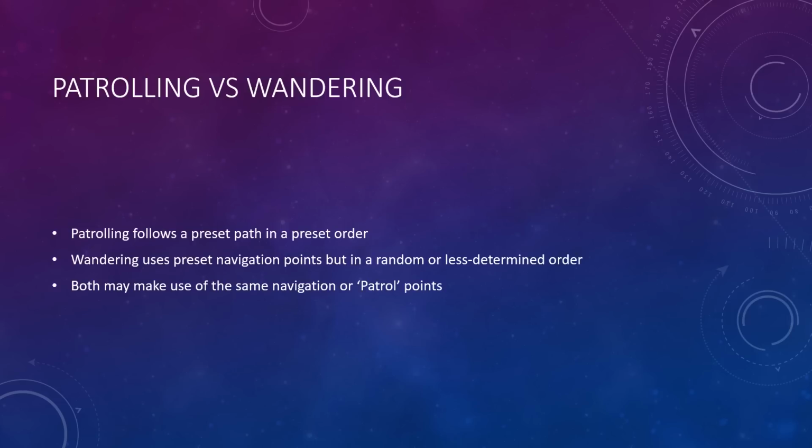Conversely, wandering may use preset navigation points, but it's going to be in a more random or less determined order. So your less determined might be that you want them to wander or randomly move between points within a certain area, but it's still random within that area. They're just wandering around. And less determined there again being those are points within a certain area, not necessarily the whole map. You may not want them to wander the whole map. You may just want them to wander a certain area. And of course, both of these approaches, whether it be patrolling or wandering, can make use of the same navigation or patrol points.